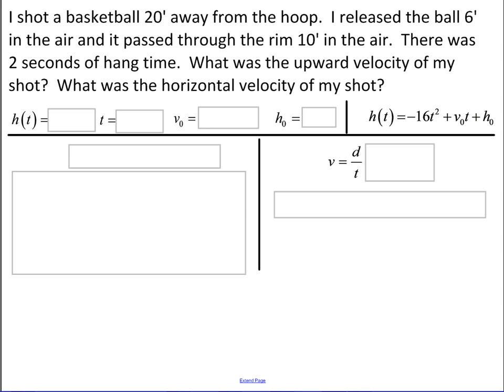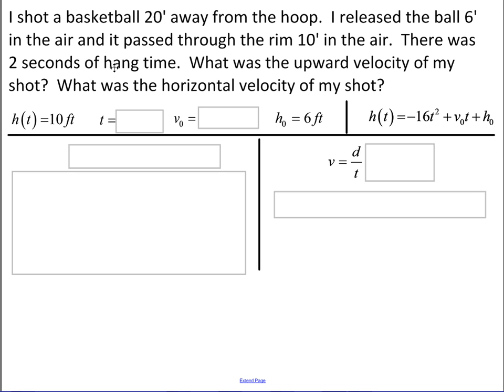So let's start with the vertical component, because that's what we've been doing in the last few problems. And for the vertical component, we use that same equation we've been using. Gravity is pushing straight down on us. We have an initial velocity and we have an initial height. So the initial height, I'm 6 feet tall, that's where the ball was released. That's going to be 6 feet. The final height is when it went through the rim. That's 10 feet in the air. So our final height, our h of t, is going to be 10.